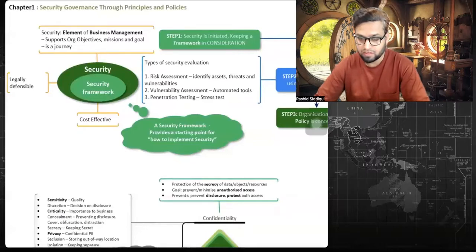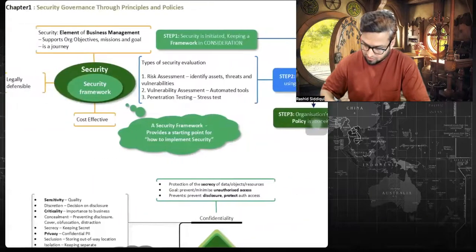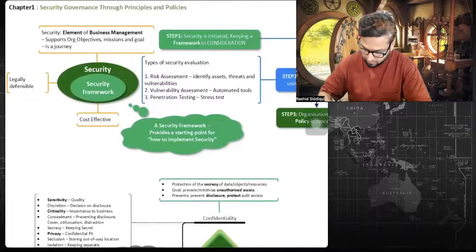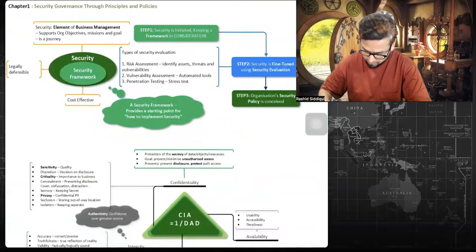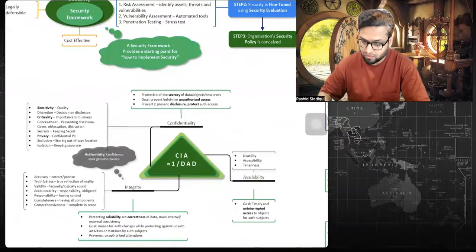The security which we develop should be legally defensible, it should be cost effective, and it should be treated as an element of business management. What it means is that it should have the support from senior people in the organization, and the business should treat security as an inherent part of it. So there was this discussion which we already did. There was a lot of understanding we developed in past videos.